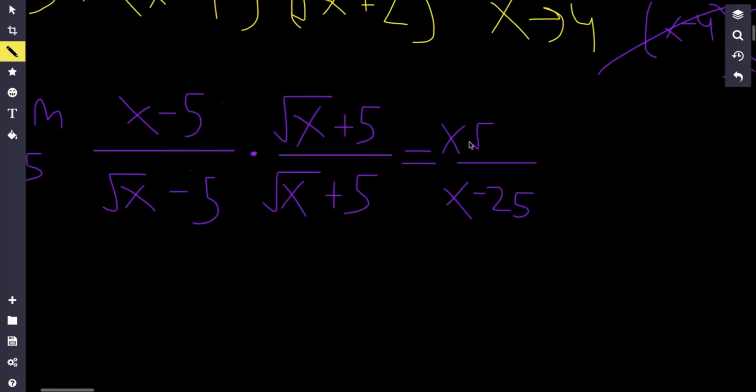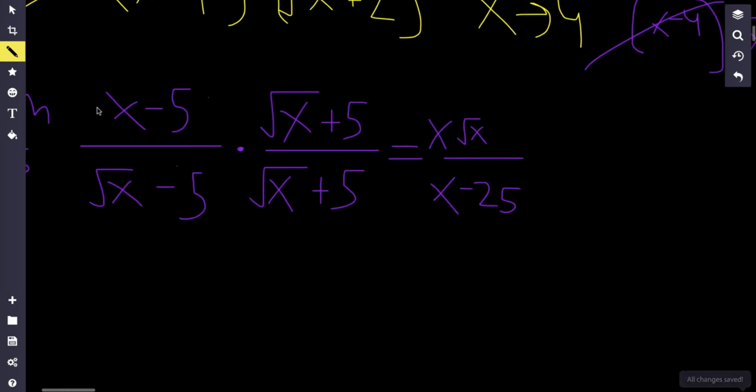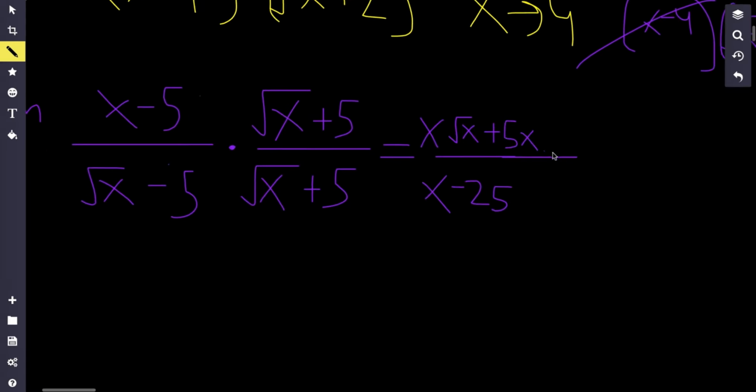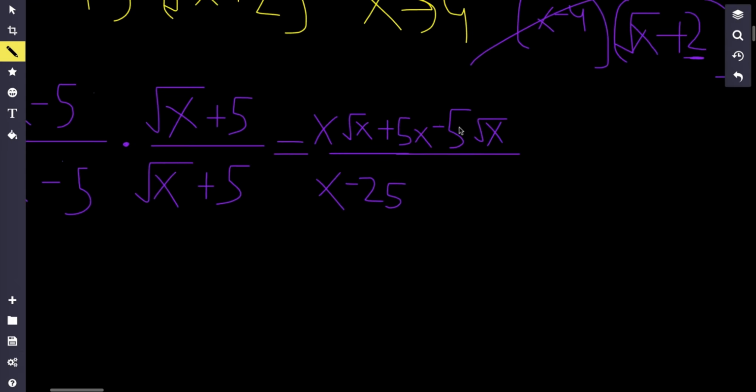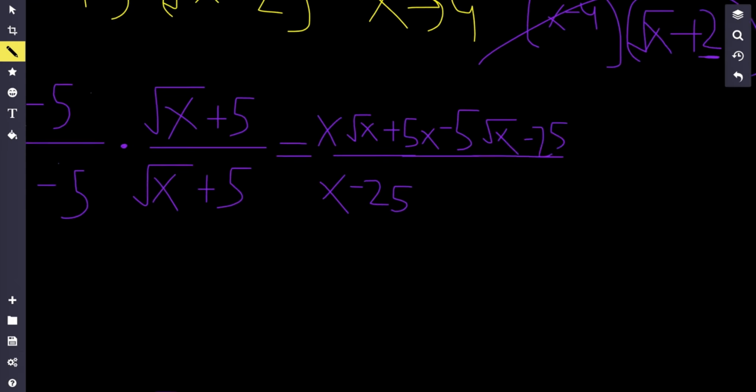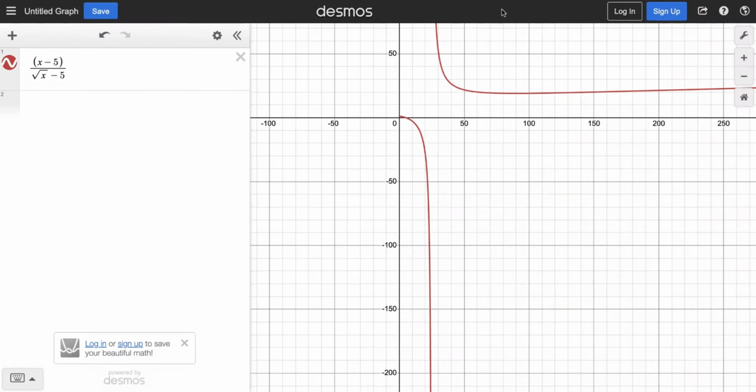So we have the square root of x times the square root of x, that's going to be x. Then that's going to be plus 5 square root of x, minus 5 square root of x, and then minus 25. It turns out that you can try as hard as you can to simplify this, but you can't really cancel anything out. So, I give up. I'll look at the graph of this.